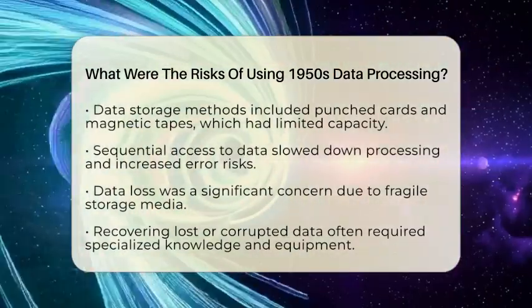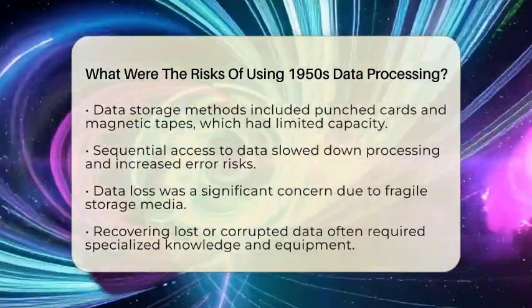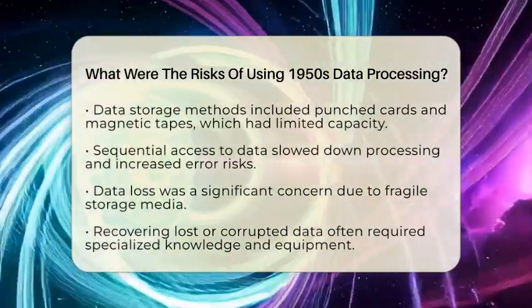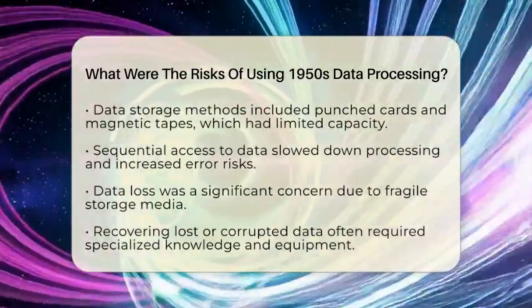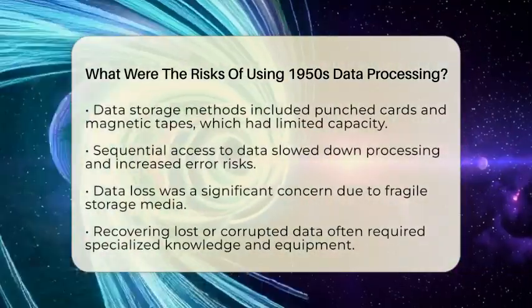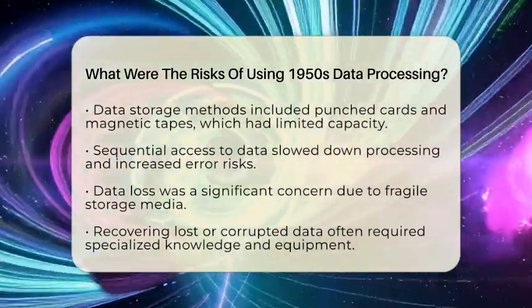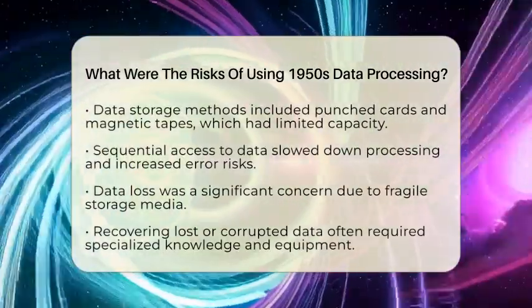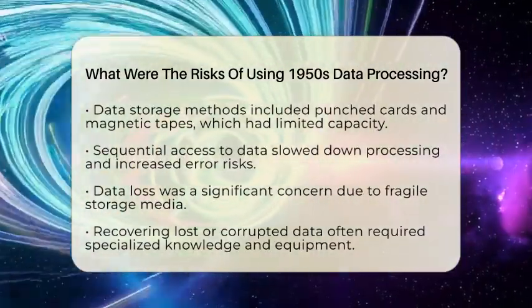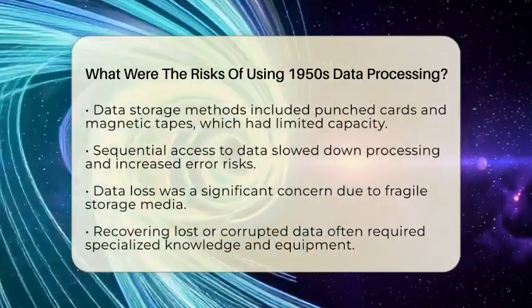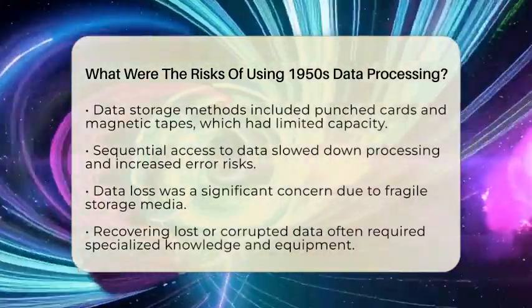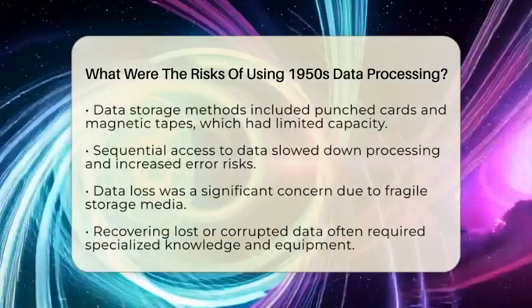Storage was another significant issue. Data was typically kept on punched cards or magnetic tapes. These storage methods had very limited capacity and could only be accessed in a sequential manner. This meant that if a company needed to process a large job, it had to run many programs one after the other. This not only slowed things down but also raised the risk of mistakes occurring during the process.